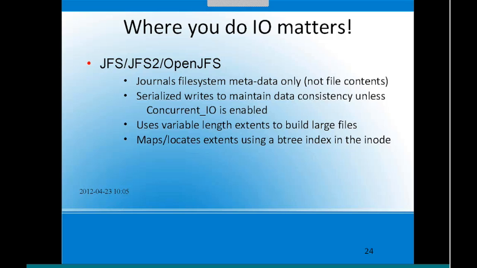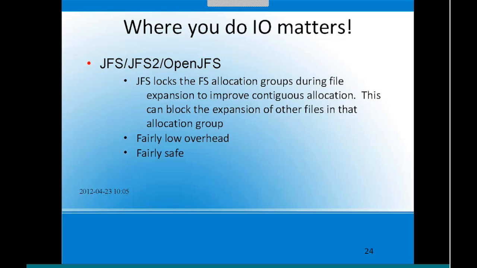JFS is capable of extending a file using variable length extents. So it builds large files out of bits and pieces, some of which are big, some of which are small, versus other file systems that tend to use fixed size extents. And it maps those extents to the inodes using a B-tree index, which can improve access times for large fragmented files. Hopefully your database chunks are not fragmented in the first place, so that doesn't become an issue.